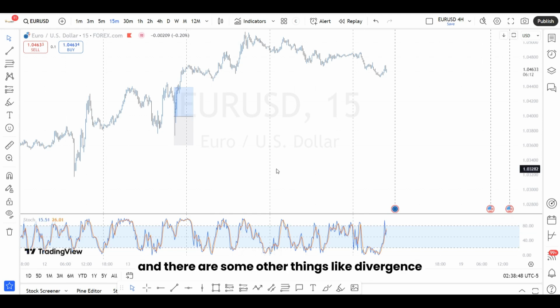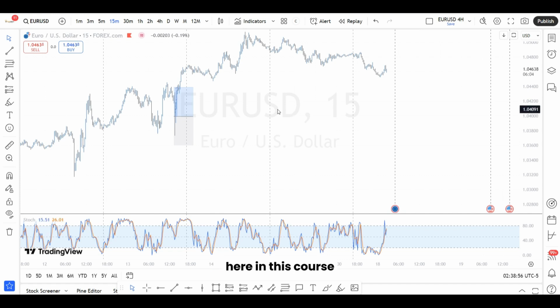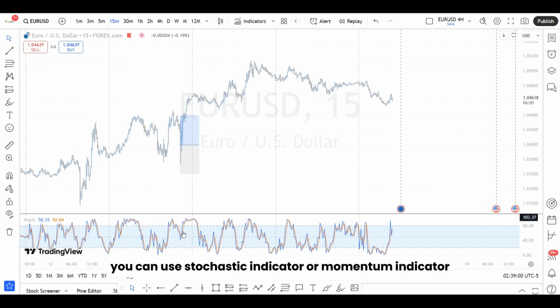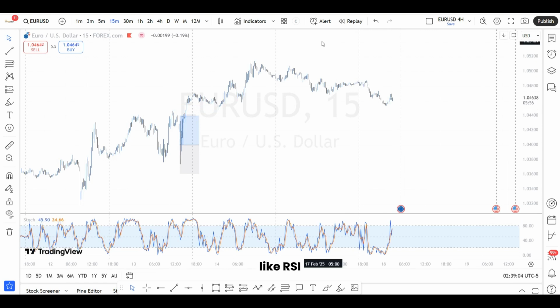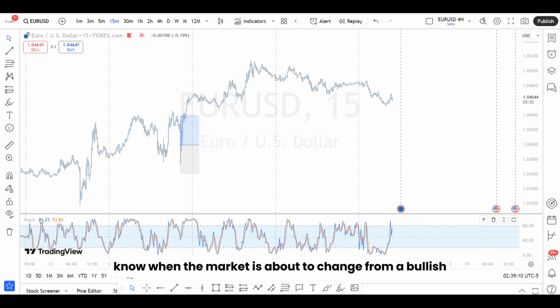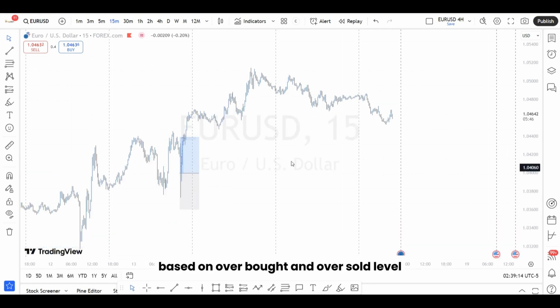And there are some other things like divergence that you can learn. I'm also going to be teaching you divergence in this course, or in this intermediate class. You can use the stochastic indicator or momentum indicators like RSI and CCI to get the divergence and know when the market is about to change from a bullish to a bearish structure based on overbought and oversold levels.